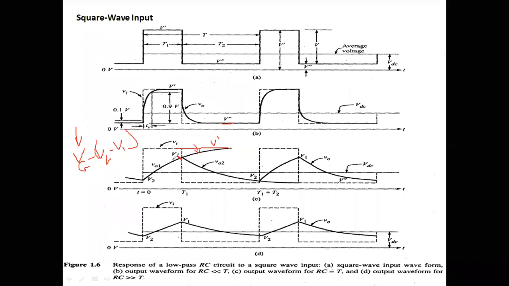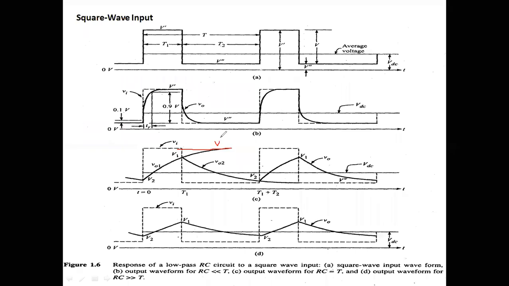But since the time constant is very large, it won't reach V dash. It may stop at V1. Okay, in the next derivation, while we are deriving the output voltage, for this point they have given this line. Okay, this line is to indicate that the capacitor would be charged to this level, but it is not possible due to the time constant. If you draw a straight line at this level, it will be exactly equal to this line.